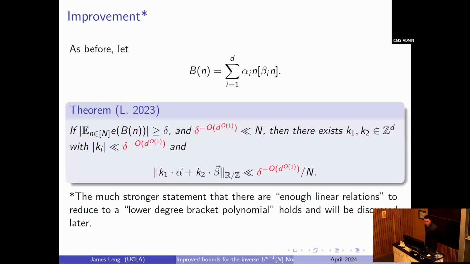So that is what I managed to do. What I've proven is a version of their theorem with these improved dimension bounds. In fact, in order to prove this, I needed a much stronger statement that there are, quote unquote, enough linear relations to reduce to a lower degree bracket. What that means, I will try to explain later. Are there any questions at this point?